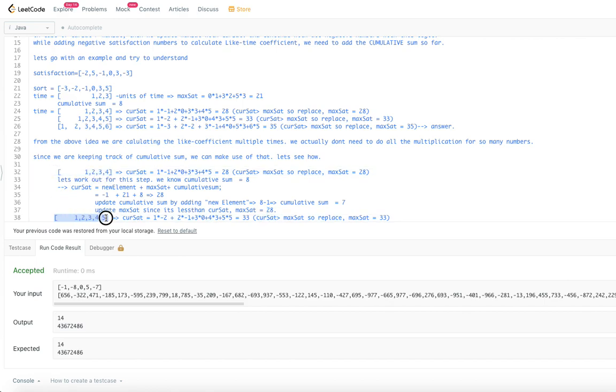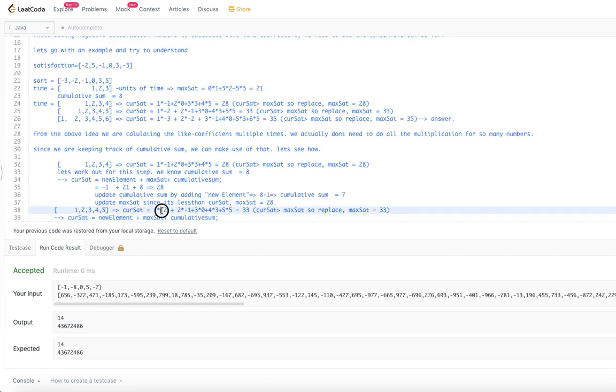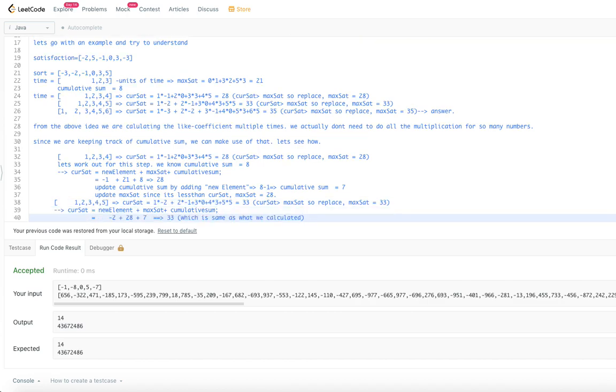Now we are going to look at the 5 dishes case. So we used to do like this. We don't do this anymore, right? Because we are using the pre-computed values. So we are using the already computed values and trying to come up with a new value, right? So what is the new element? It is the same logic. New element plus max sat plus cumulative sum. New element is what? Minus 2, right? And max satisfaction is what? Is 28. Cumulative sum is what? 7. If you add all of them, it is 33, right? Which is what we calculated.